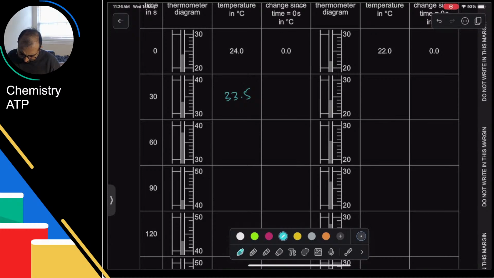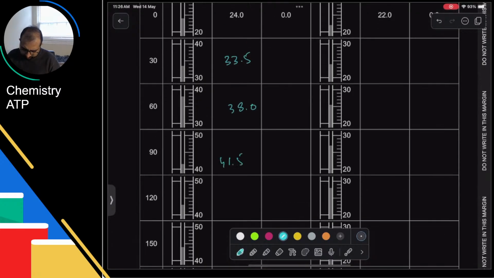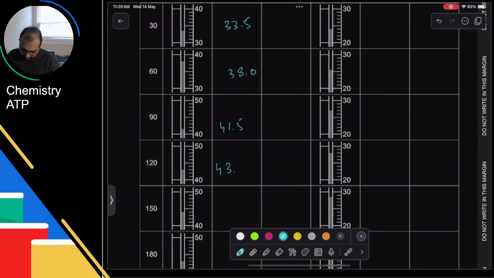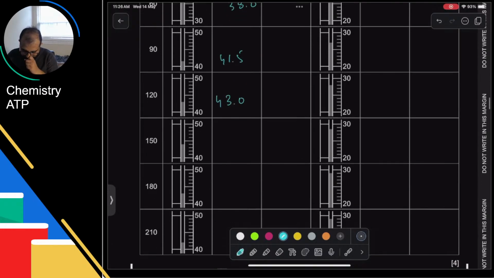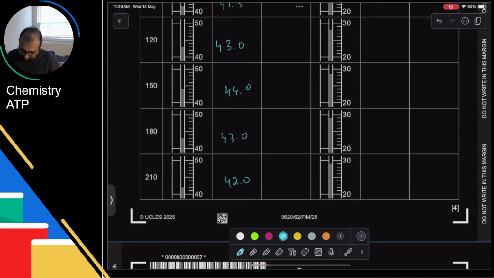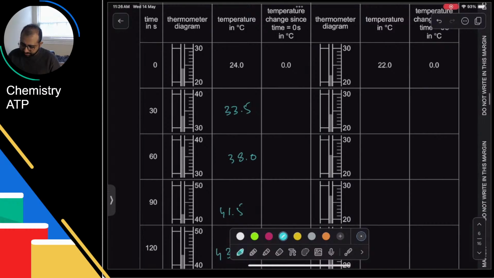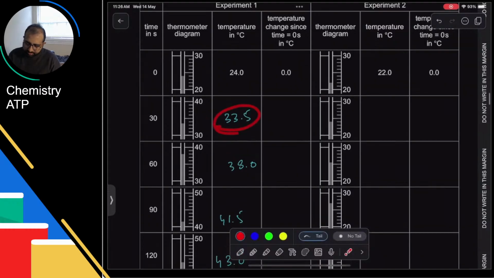Okay, this one is, I guess, 38.0. This one is 41.5. This is 43.0. And this one is, okay, this is going to take a long time. I wish I had the mark scheme for this. 44.0, 43.0, 42.0.